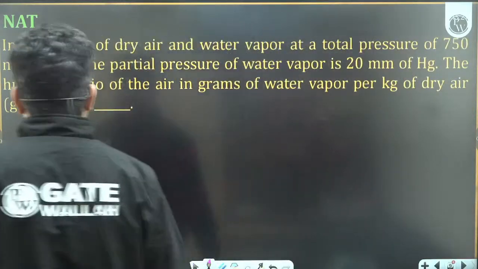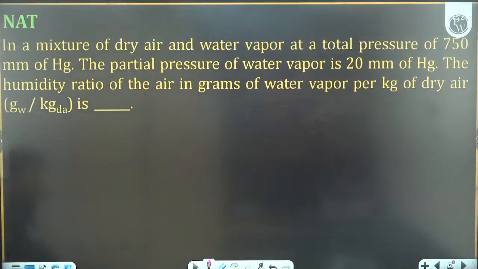Next question says, in a mixture of dry air and water vapor at a total pressure of 750 mm of Hg, the partial pressure of water vapor is 20 mm of Hg. The humidity ratio of the air in gram of water vapor per kg of dry air is. So now he has given you something different. He has given you partial pressure of water vapor and total pressure in terms of mmHg. So quickly calculate it.